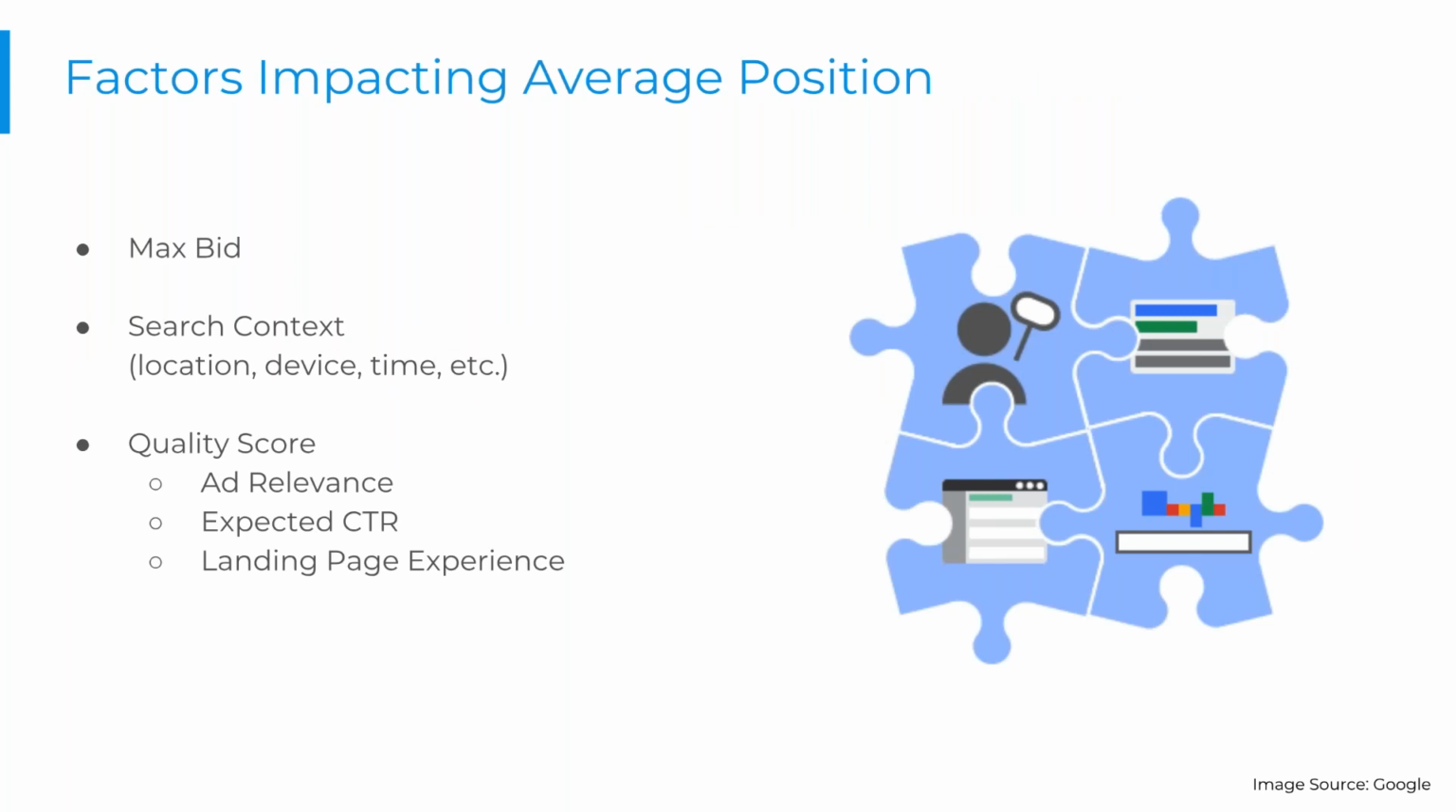And three of the factors that impact average position are the maximum bid, the context of a person's search, and the quality score. The maximum bid is the maximum amount that you're willing to pay for any given click, and that goes into the calculation of where your average position will be. The context of a person's search ranges from where they're located, the device they're using, the time of day that they're searching, and obviously what they're searching for. Quality score is comprised of ad relevance, expected click-through rate, and landing page experience. And we're going to touch on that next.